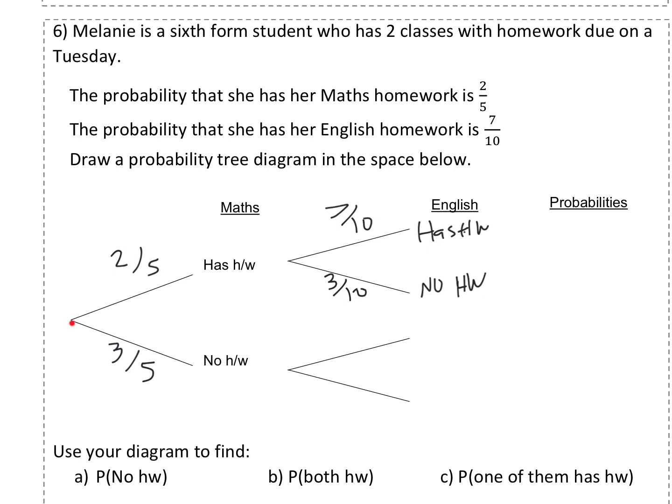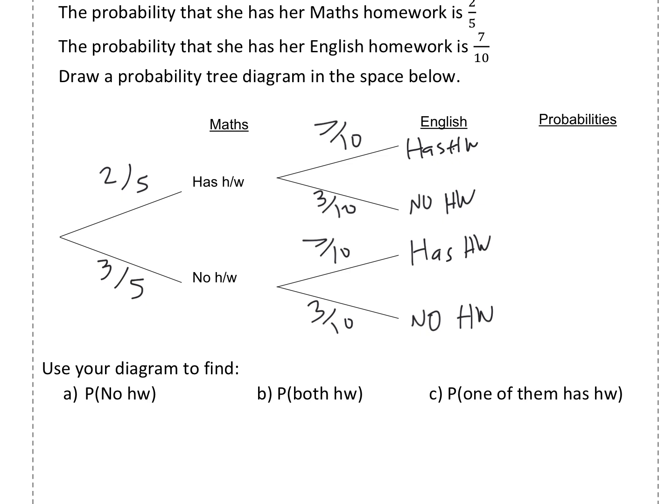Let's go to the second option. Let's say there's no maths homework. It doesn't affect the chances for English, so it's still going to be 7/10 for having her homework done, and 3/10 for no homework. Now, like the last one, you can put all the outcomes: maths and English homework done, maths homework and no English, no maths and English, and no maths and no English. Or we can write them down here instead this time.